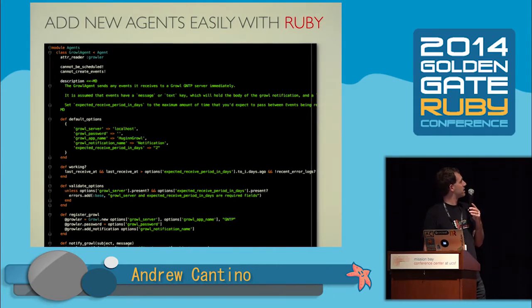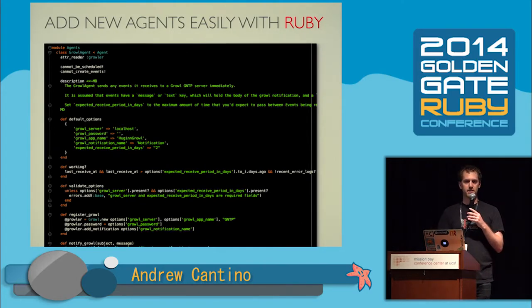you can write a description in markdown, you can write an event description, declare what your options are, and then you have a receive method that gets called when events come into you, and you have a check method that's called on a schedule that the user gets to pick.